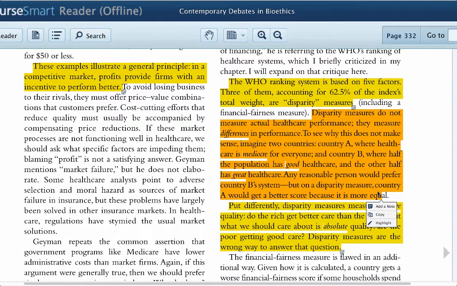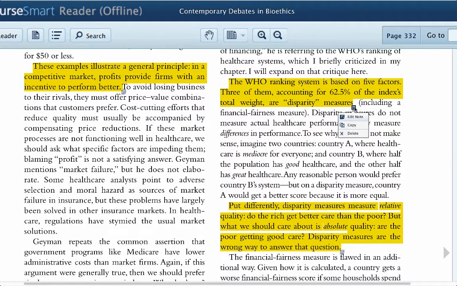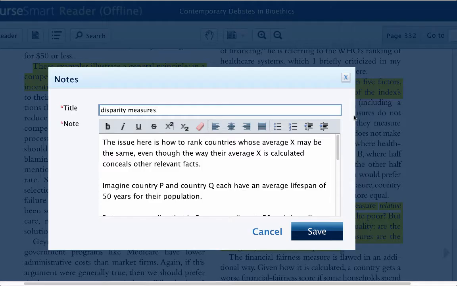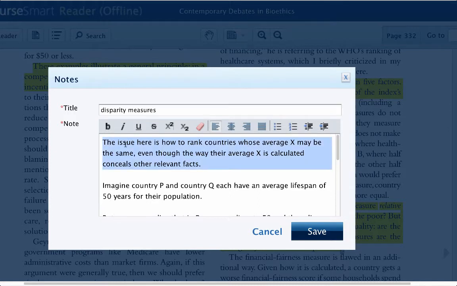Okay, now I'd like to talk a little bit about this kind of thing that also comes up in the next paragraph as well. And I would like to say that the issue here is partly how to rank countries whose average in some area, like average X, might be the same, even though the way their average X is calculated conceals other relevant facts. So in some way I'm speaking on defense of disparity measures, at least on some ways of thinking about the issue. So here's my example.